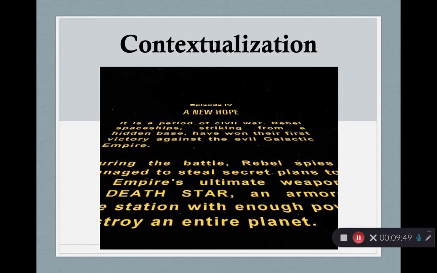Well, then it makes a little more sense. Okay, so we have a princess who is giving these plans, presumably to this droid who can escape and get the plans to the Resistance, and that sets up the entire movie.